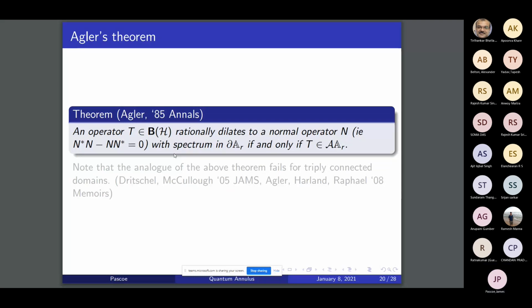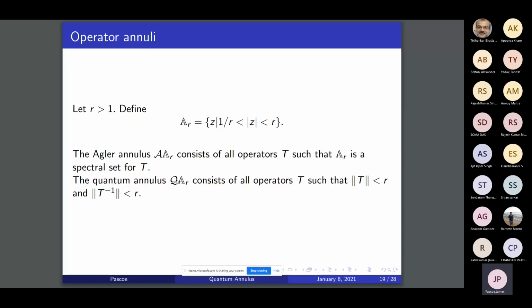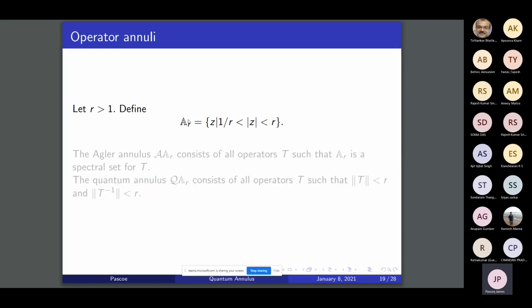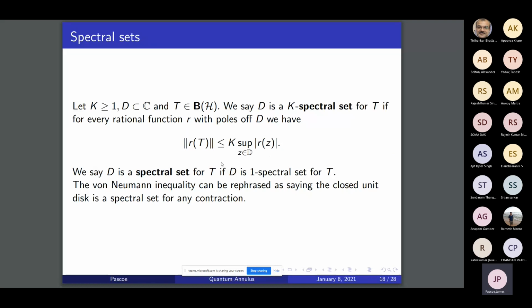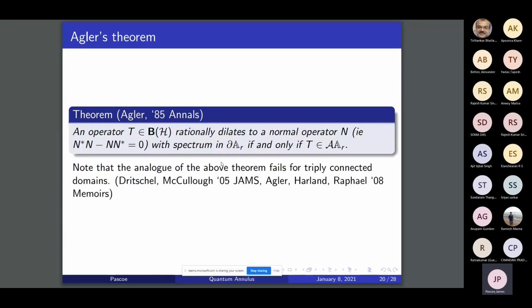So this says that rational dilation holds for operators in this Agler annulus. The other thing that I should say is that for the quantum annulus, this annulus AR is known to be a 1 plus square root 2 spectral set, which is a result due to Crouzet and Greenbaum.